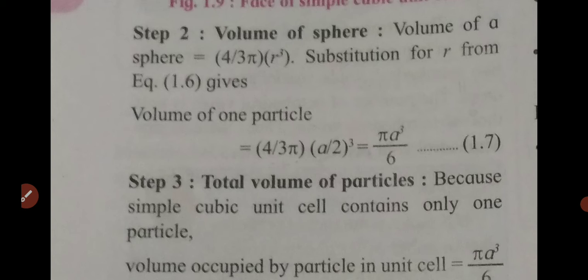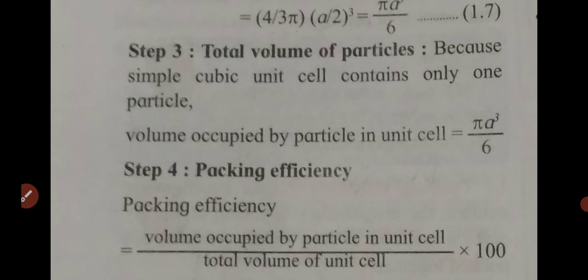Now in step 3 we will calculate total volume of the particles. Now in the simple cubic system, simple cubic unit cell, at the corners we have particles. At each corner there is only 1/8 particle coming. These all points we have discussed earlier. At each corner 1/8 particle is coming and there are 8 corners. So 1/8 into 8 म्हणजे total फक्त एकच particle येतो simple cubic unit cell मध्ये. So in simple cubic unit cell only one particle is present.